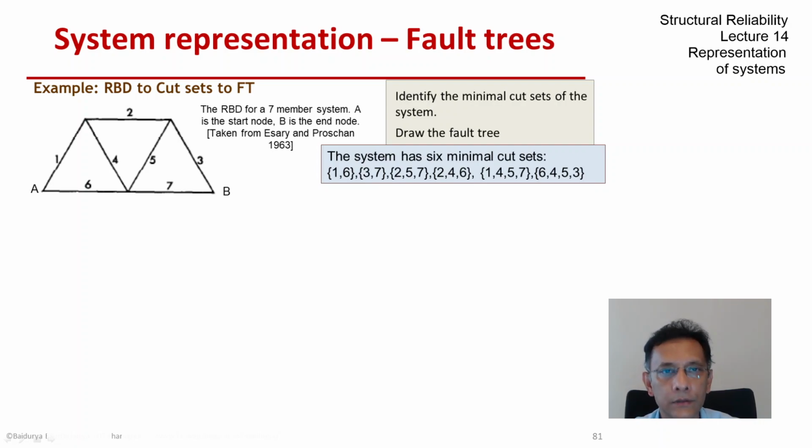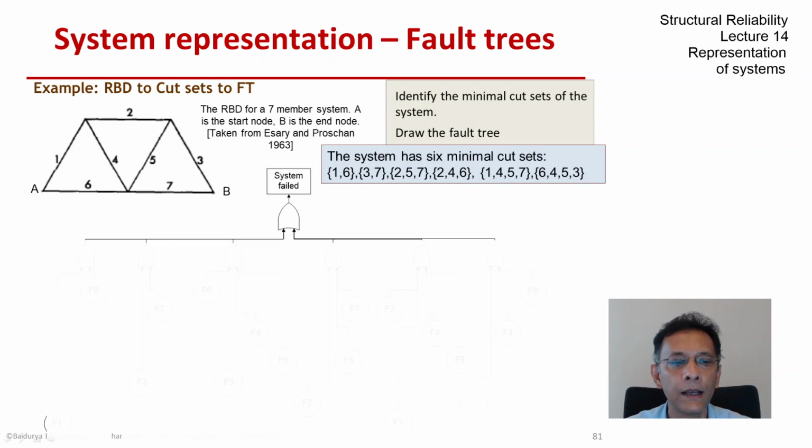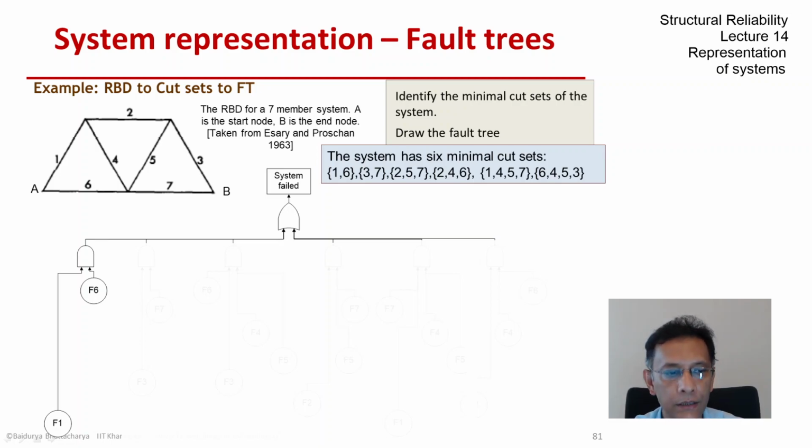So that interpretation lends nicely to the creation of a fault tree. So let's take up these 6 one by one. So the top event is system failure, and that can happen in terms of a series of minimal cut sets. So that's why we have the OR gate. And let's start from the first one, 1, 6. So they're arranged in parallel, so they are going through an AND gate. So F1 and F6 go through the AND gate and then to the OR gate, leading into system failure.